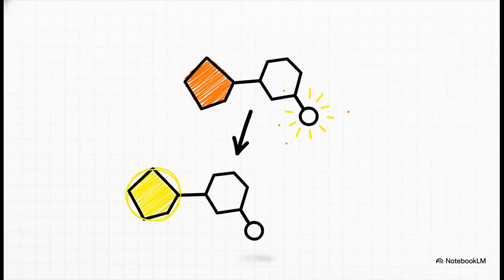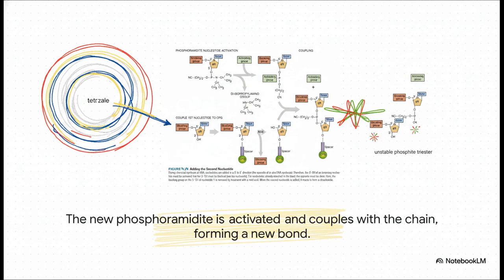And now for the main event, step 2, coupling. With that connection point wide open, we introduce the next protected building block in our sequence. This is the moment our DNA chain actually gets longer. So here's a crucial point. The new building block is first activated by another chemical called tetrazole. This makes it super reactive, so it immediately snaps onto that open spot on our growing chain. This forms a new bond, but it's a temporary, kind of unstable link. We're going to make it permanent in just a minute.